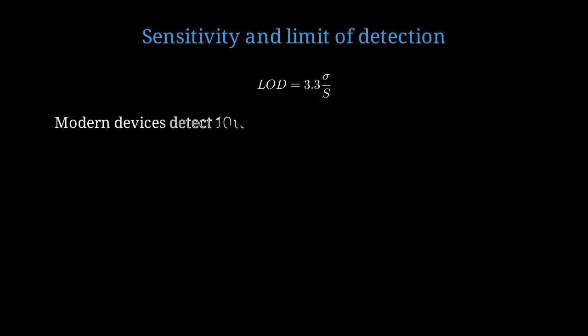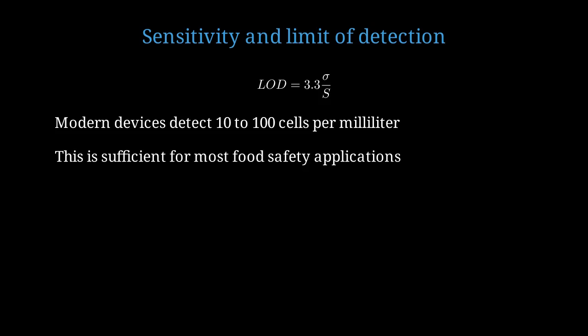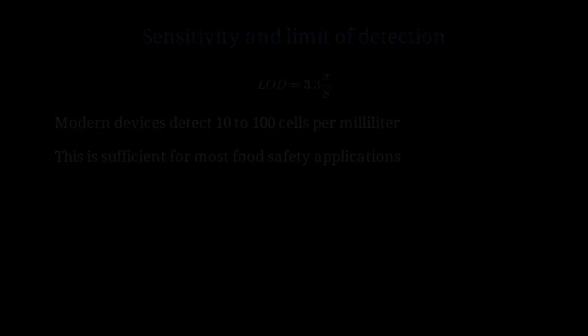How sensitive are these microfluidic biosensors? The limit of detection, LOD, equals 3.3 times the standard deviation of the blank divided by the slope of the calibration curve. Modern microfluidic biosensors can detect as few as 10 to 100 bacterial cells per milliliter. This sensitivity is sufficient for most food safety applications where pathogen loads need to be kept extremely low.